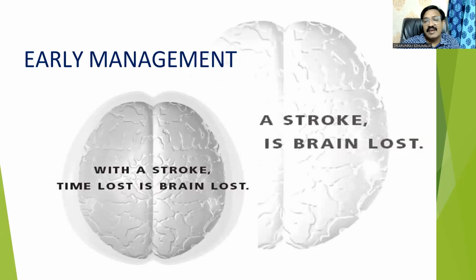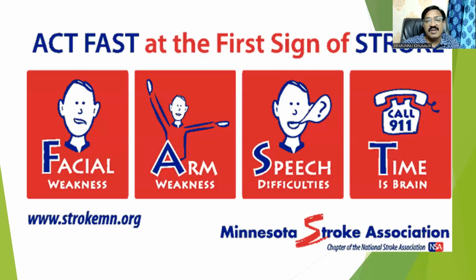In a stroke, with each minute of delay, millions of neurons will be lost. Time loss is brain loss. So you should not delay in a case of stroke. Early management is important. How do we find out early any case of stroke?